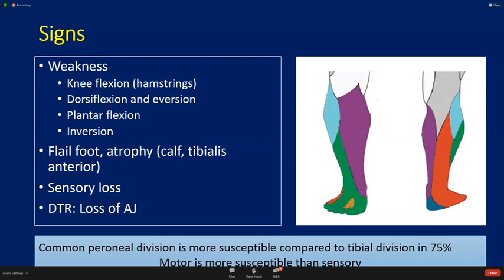As I mentioned, in this nerve, the common peroneal and tibial nerves travel separately, and the common peroneal division is highly susceptible to injury compared to the tibial division. So even if you have a sciatic neuropathy, the patient may present only with weakness of the common peroneal division. Especially when injection is the cause, motor is more susceptible than sensory, and you may only have a motor weakness.